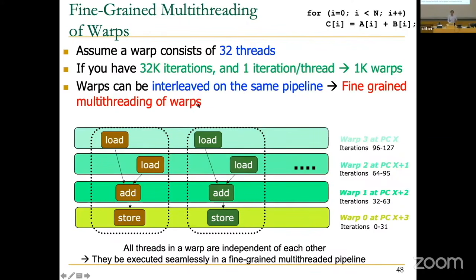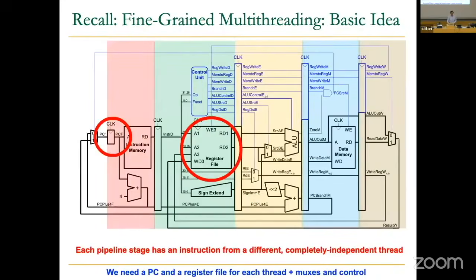I don't even show the decode and fetch stages, but you can have warp 4 being decoded, for example, and warp 5 being fetched, because these are doing exactly the same things. They follow through the pipeline nicely, and they're completely independent of each other. Hopefully this makes sense. This resembles the fine-grained multi-threaded pipeline we had before. Of course, it was a scalar pipeline before, but you've just extended it to a vector pipeline in this case. Remember, each pipeline stage has an instruction from a different, completely independent thread.